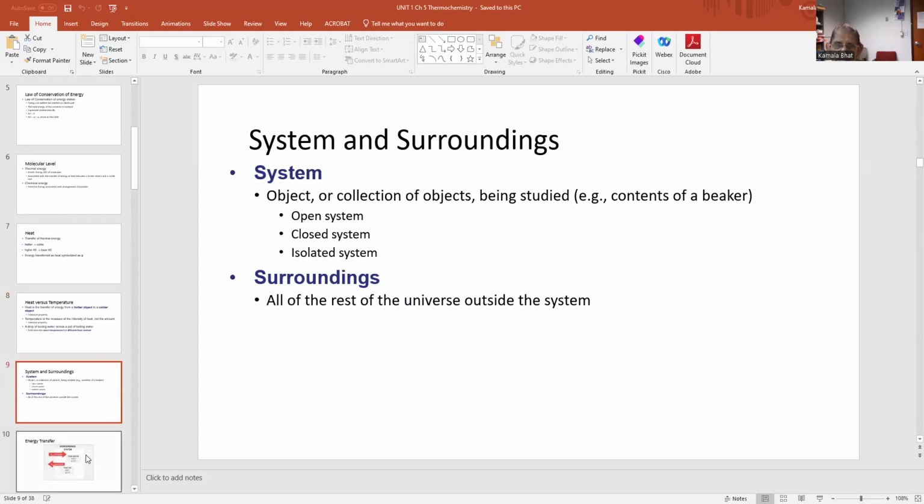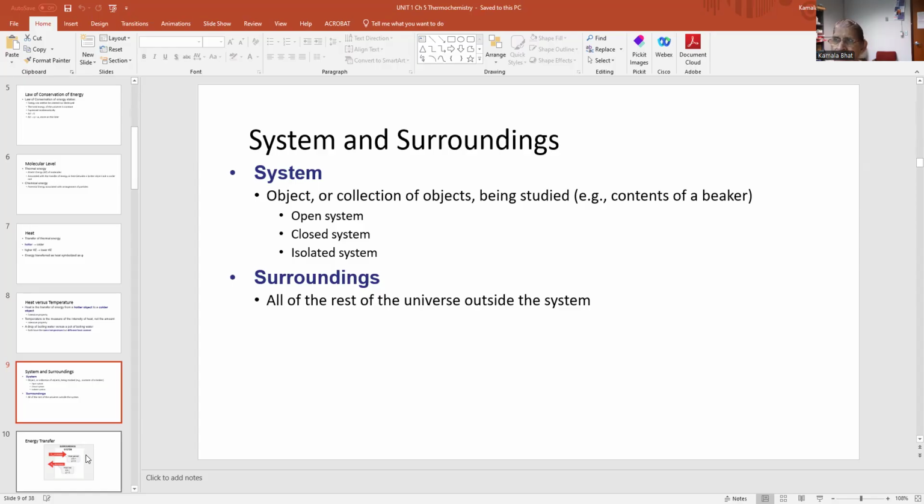Now, next thing that everybody should know are the terms that are there. System and surroundings. A system is an object or collection of objects used in a study. It can be an open system, a closed system, or an isolated system. Open system, if you leave it in the lab and do it, that's an open system. Closed system, if you cover that up and don't let anything else go in or out, then it's a closed system.